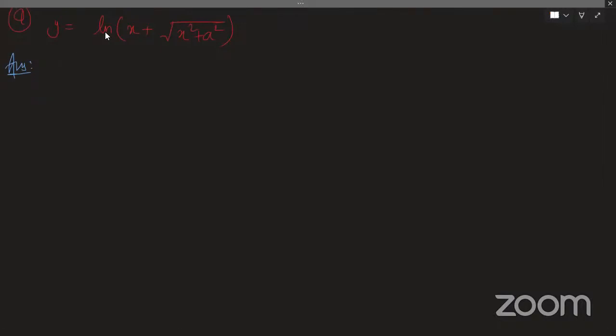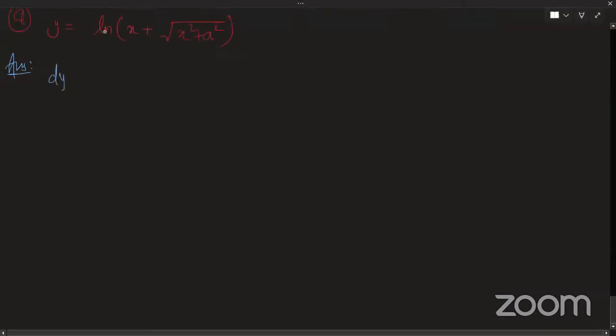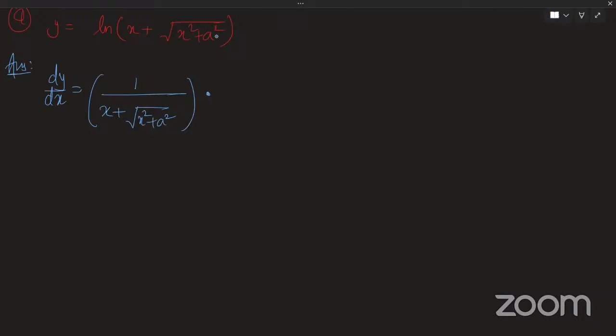Obviously you can see that inside ln x, we have substituted this long function. So what is the derivative of ln x? 1 by x. So 1 by x plus square root of x square plus a square, into the derivative of this. This is the first term, because now we are done with ln. Now we'll directly start differentiating this. What is the derivative of x plus this thing? 1 plus the derivative of this thing.